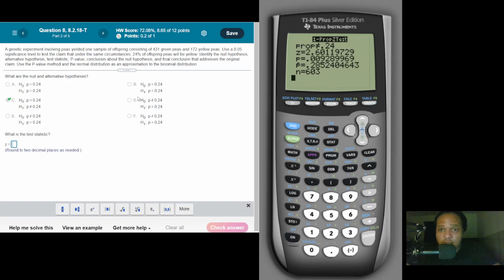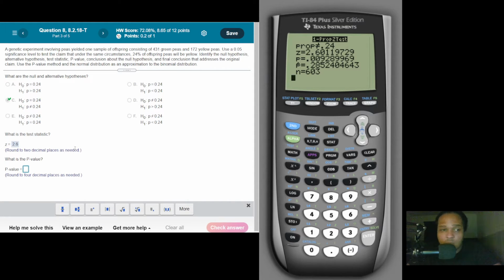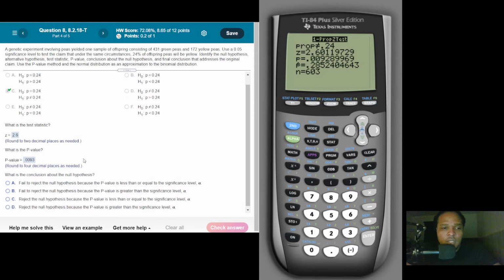Okay, so test statistic is going to be whatever your Z is. They wanted 2 decimal places, so 2.60. And you don't have to write the 0 at the end. The P value is right below it. They wanted 4 decimal places, so 0.0093. Let's see our significance level. Our sig level is 0.05. Our P value is 0.0093. Whenever your P value is less than your sig, you reject. So it's either C or D. Whenever you reject, there is enough evidence.